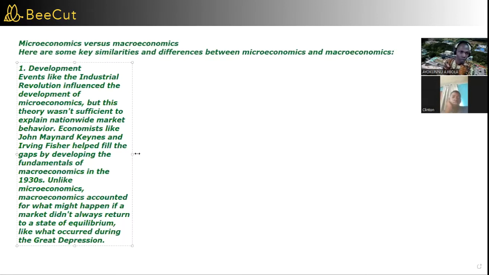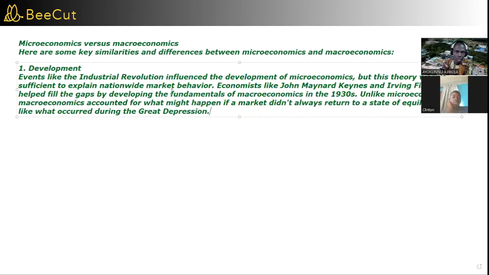Events like the Industrial Revolution, that happened around the 1960s and 1970s, influenced the development of microeconomics, but this theory wasn't sufficient to explain nationwide market behavior. And economists like John Maynard Keynes and Fisher helped fill the gaps by developing the fundamentals of macroeconomics in the 1930s. Unlike microeconomics, macroeconomics accounted for what might happen if the market didn't always return to a state of equilibrium, like what occurred during the Great Depression.